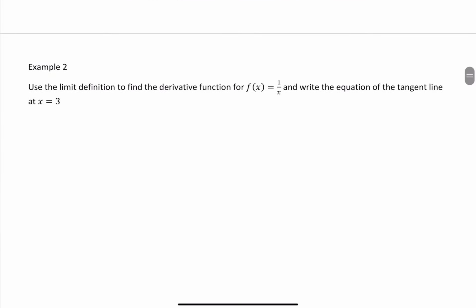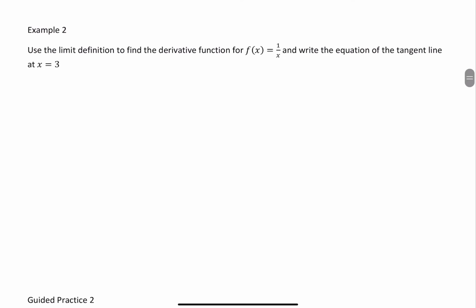So we're going to use this limit definition to write the equation of the tangent line at x equals 3. We're going to first find the derivative function and then substitute in 3. We're doing this with a rational function out of the gates. So what we know is that the derivative function, f prime of x, or the first derivative, is equal to the limit as h approaches 0 of 1 over x plus h minus 1 over x, all divided by h.